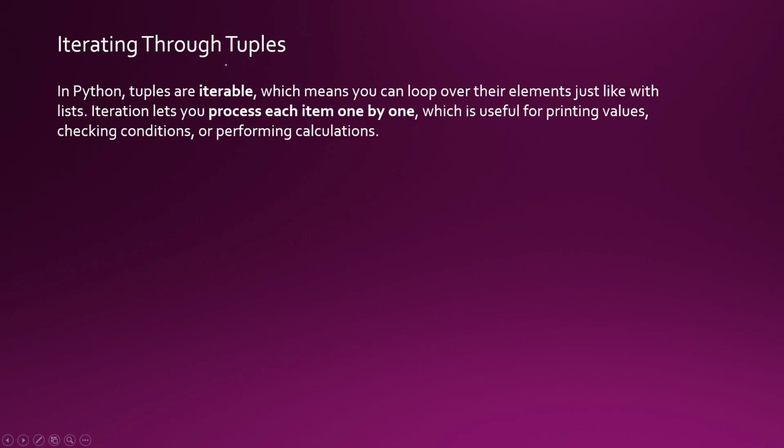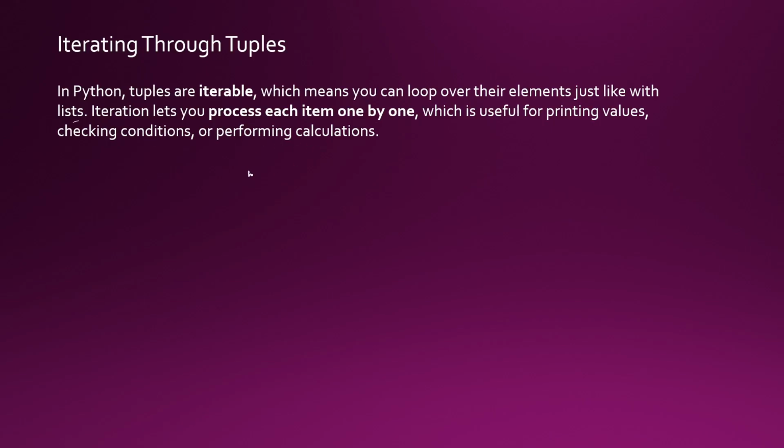Next is iterating through tuples. In Python, tuples are iterable, which means you can loop over their elements just like with a list. So we have seen how we can perform our loop operation in list, right? In the same way, we can perform our loop operation in tuple as well, okay? In order to iterate all the values from a tuple, okay? So iteration lets you process each item one by one, okay? Which is useful for printing values, checking conditions, or performing calculations, okay?